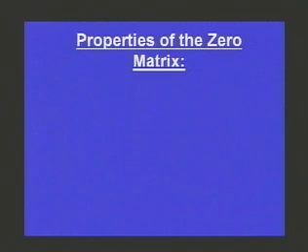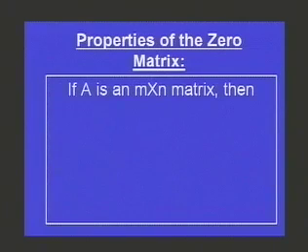Now the reason we learn about zero matrices is because they have some properties. If A is an m by n matrix, then if we add the same size 0 matrix to A, it does nothing to A. And again, you could have predicted this because if you add 0 to a number, you get back that same number. So similarly, if you add a 0 matrix, as long as the dimensions match up, you're going to get back the same thing you started with.